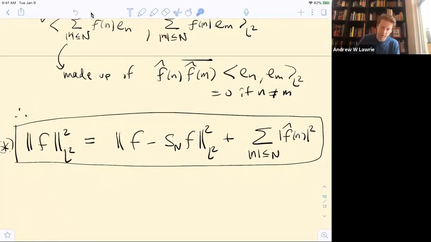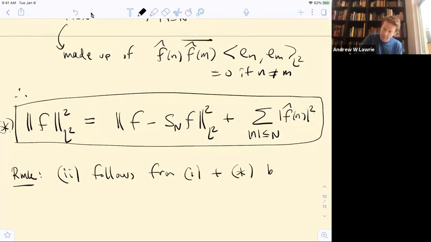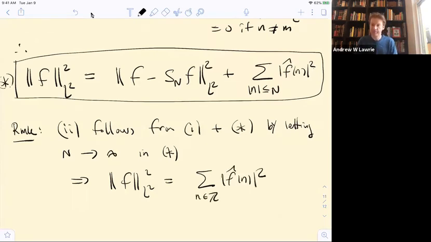Then at the remark, 2 follows from 1 plus star by letting n go to infinity, and star implies that, so by letting n go to infinity in the star inequality, I get Parseval's identity. So this is Parseval.